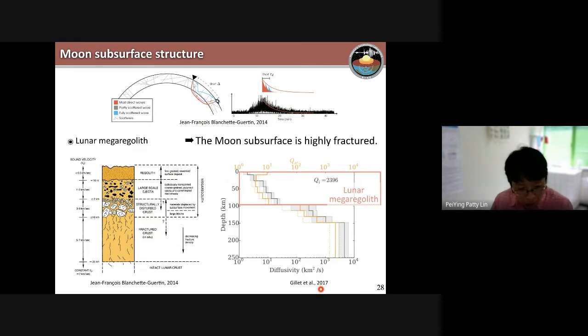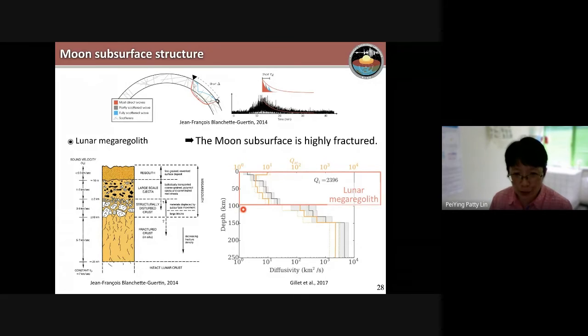Galileo and Ludo in 2017 also found that this scattered energy is not only shallow, it can extend to almost 100 kilometers depth. This part we can also call the lunar megaregolith. In this area, we have a lot of scattering, higher diffusion, and lower diffusivity.